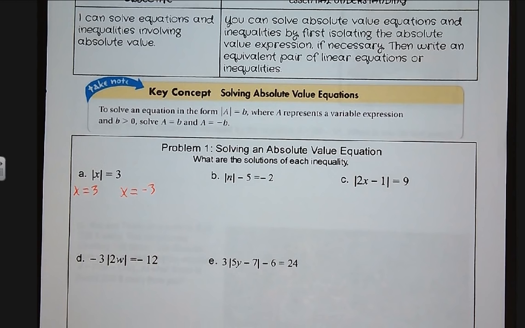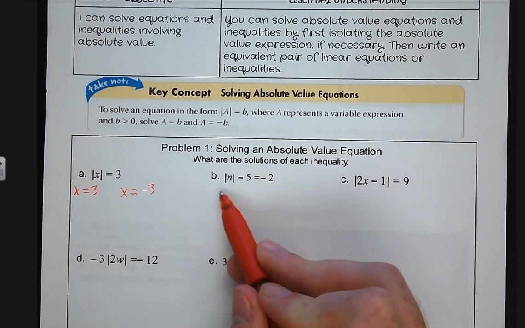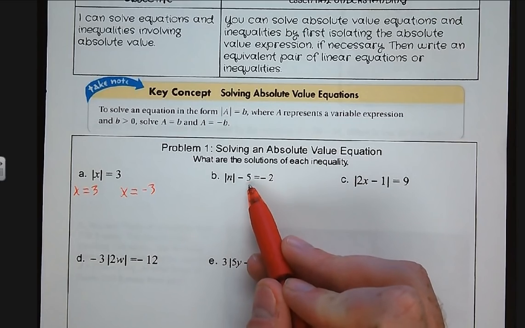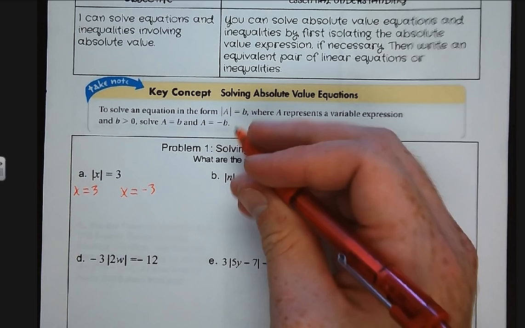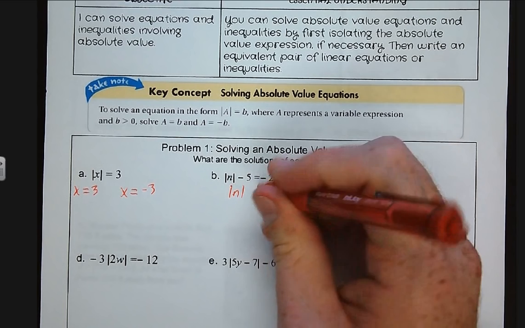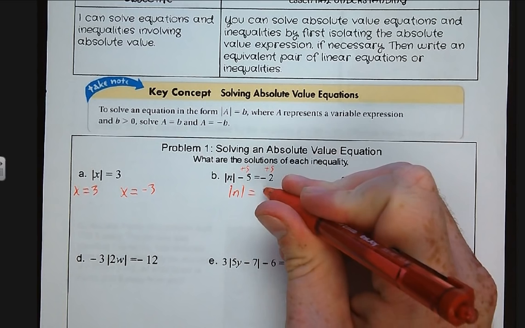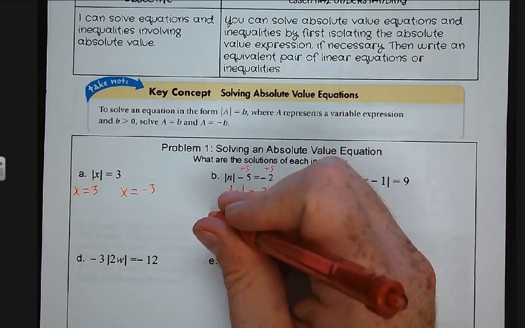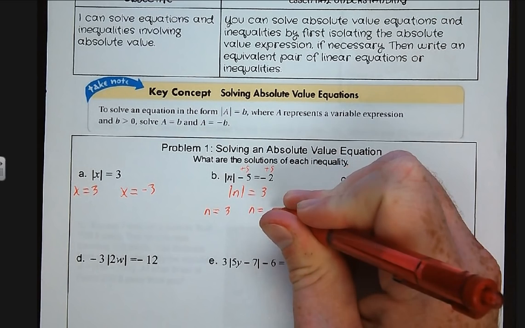Okay? Now, letter B, we have to isolate the absolute value. As you can see, we have minus 5 there, so we need to get that to the other side of our equation before we can deal with the absolute values. So we have the absolute value of n is equal to, well, we added 5 to both sides, so absolute value of n is equal to 3. So again, we split that in half. We've got n equals 3 and n equals negative 3.